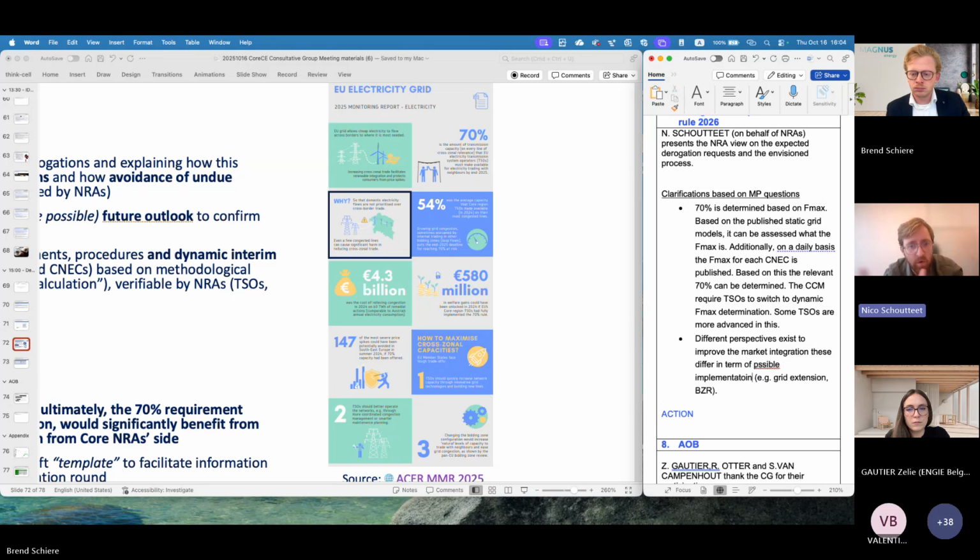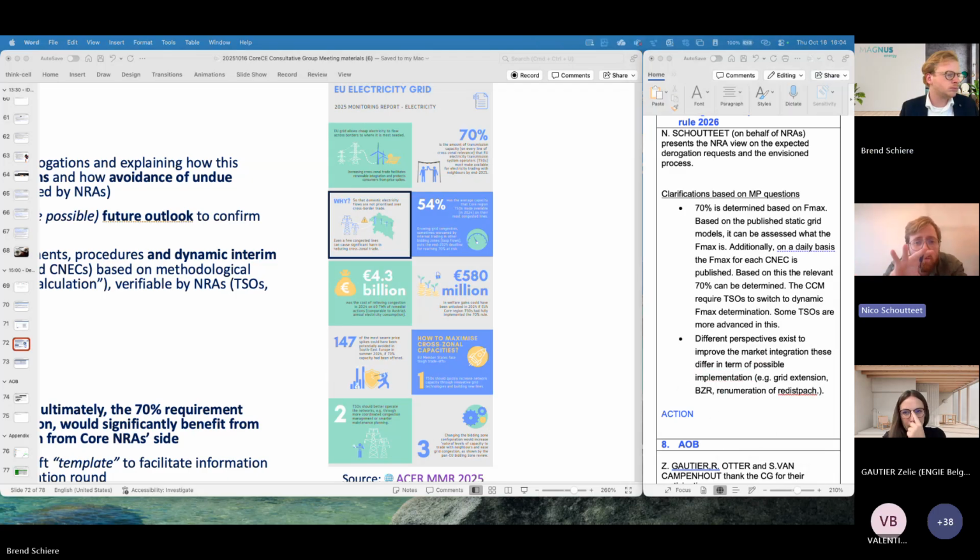All of these 3 work together on different time frames, according to the build-split-pay principle. So build being network investment, split being bidding zone reconfiguration, and pay being redispatch and counter-trades to ensure higher capacities.